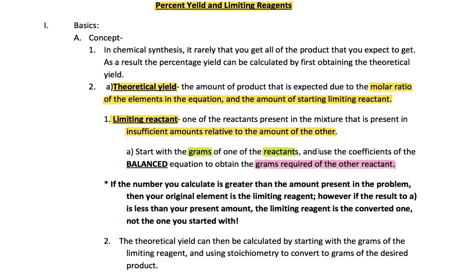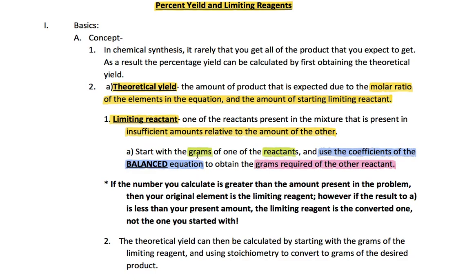So what are you doing there? You're basically saying, okay, I've got this much of one thing, and I'm going to use stoichiometric calculations, I'll show you an example in a little bit, to go from one reactant to the other reactant. And that'll tell you how much of the other reactant you need. Well, you look in your beaker or your jar, and you don't have that much. You only have a certain amount. Then the one that you don't have enough of is called your limiting reactant.